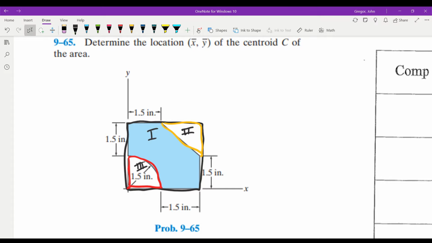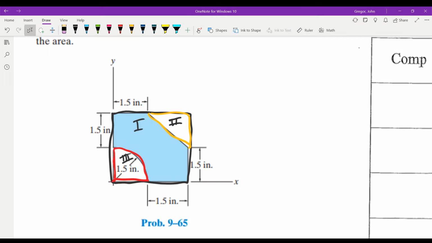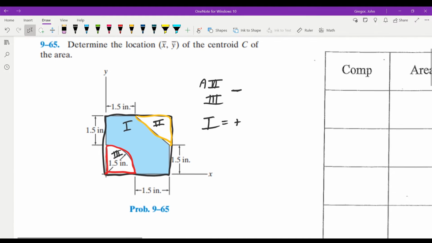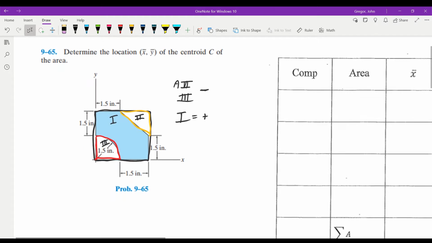The trick sometimes is looking at the bigger picture of the problem. For this one, it's a big square that has a cutout, a triangle over here, and a cutout of a quarter circle. So when I'm calculating the areas of 2 and 3, they're both going to be a negative area because they're being cut away from the piece, while the square is going to have a positive area. This is the same way you would calculate the area of the shaded figure.